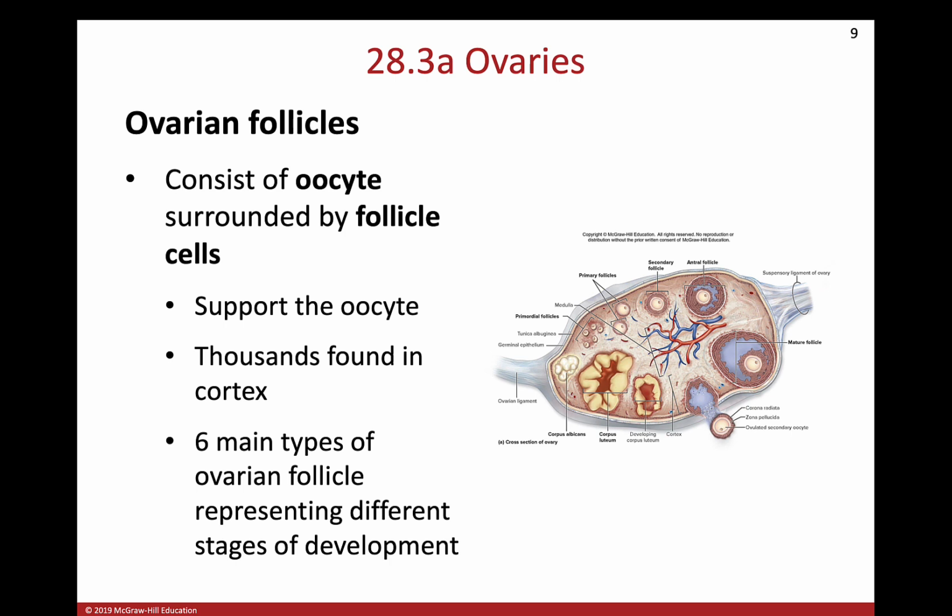Now, the next few slides are focusing on ovarian follicles, and they consist of the oocyte surrounded by follicular cells. The job of these cells is to support the oocyte, and thousands of them are found within the cortex. Now, the next thing that we're going to do is go through the 6 main types of ovarian follicles, and it is important to realize that they are representing different stages of development.